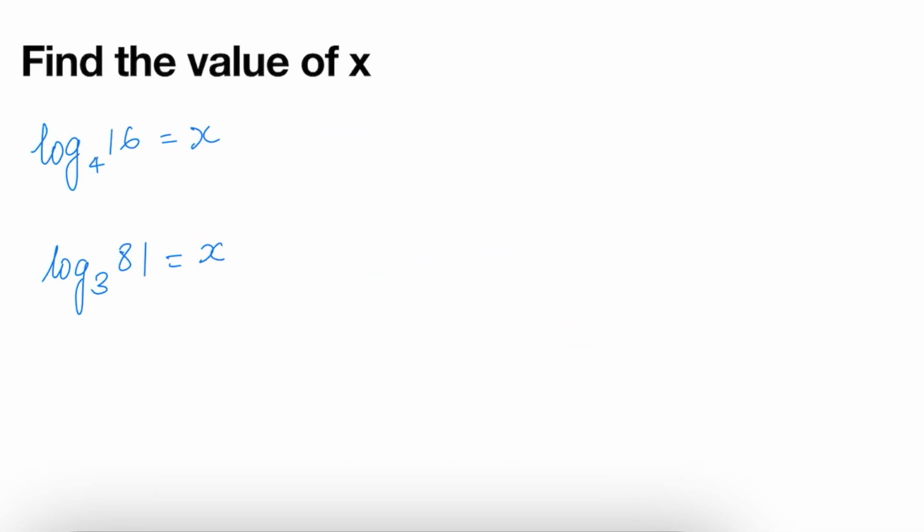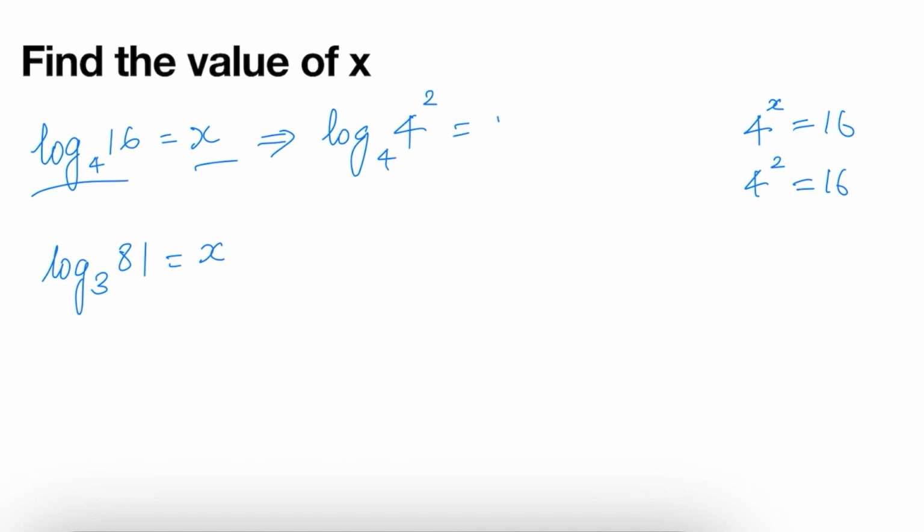Now let's find the value of x. So this is nothing but the result or the answer for this logarithmic function. So can we write this as an exponent? Yes, we can. We can write this as 4 to the power x is equal to 16, or you know that 4 square is equal to 16. If we can write this as log 16, can we write it as 4 square? Yes, log 16 to the base 4 is equal to 2. The power to which the base has to be raised to get this answer is 2.